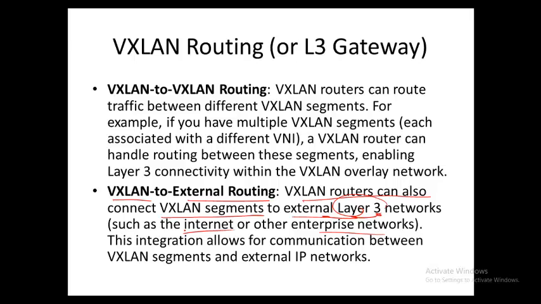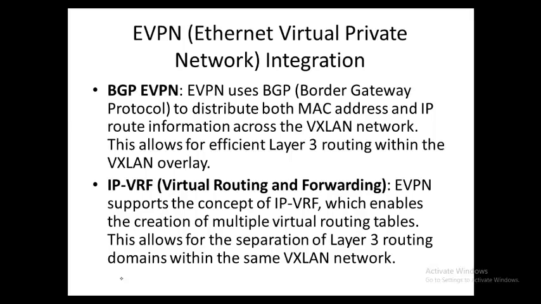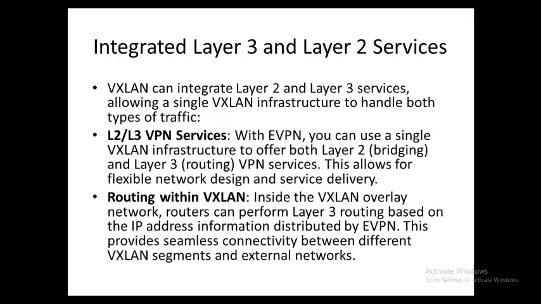Next is EVPN integration, which uses BGP. EVPN uses BGP to distribute both the MAC address and IP address route information across the VXLAN network. So this allows efficient layer 3 routing within the VXLAN overlay. Is this clear? Very simple. It is supporting the previous page.